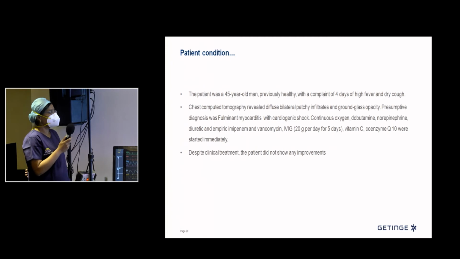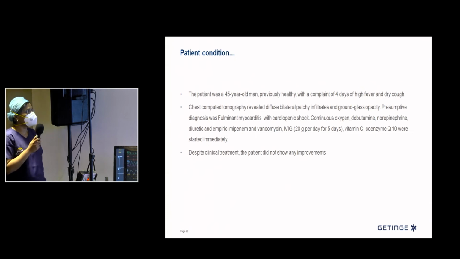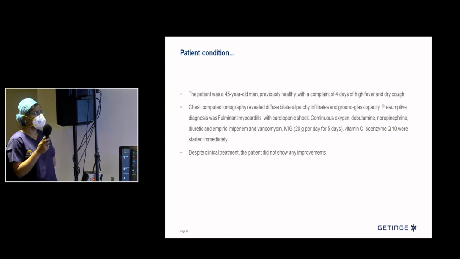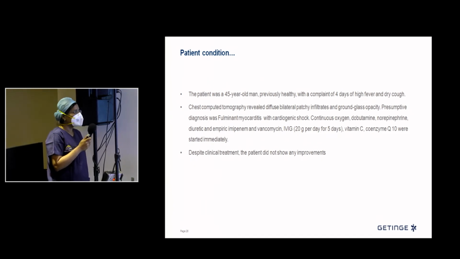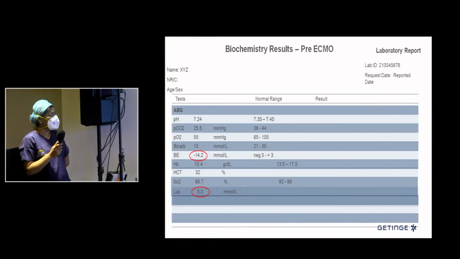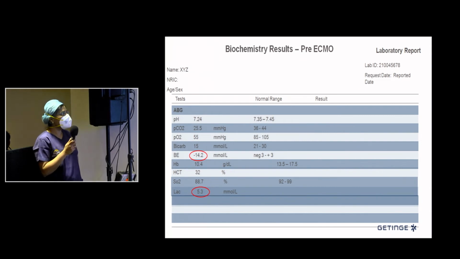The patient is a 45-year-old man, previously healthy, with complaints of 4 days of fever and dry cough. CT scan revealed bilateral patchy infiltrates and ground glass opacities. Presumptive diagnosis was fulminant myocarditis with cardiogenic shock, treated with continuous oxygen, dobutamine, norepinephrine, diuretic, empirical antibiotics, and other conservative measures. Despite this, he does not improve. This is the patient's ABG. He is having an acidosis, a base excess of -14, increasing lactates, and borderline oxygenation.